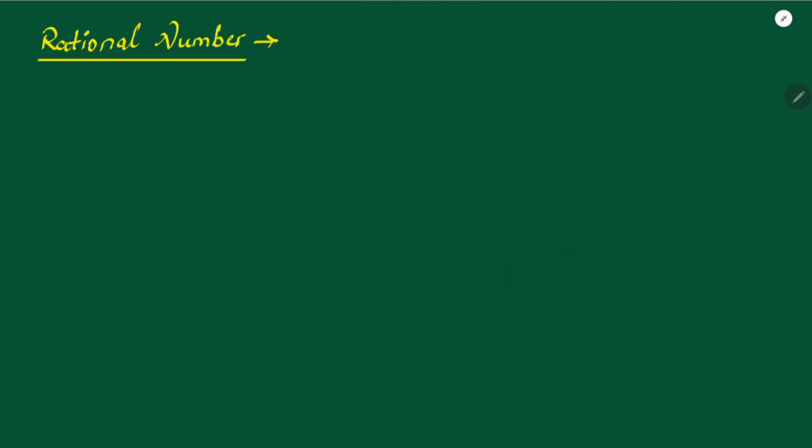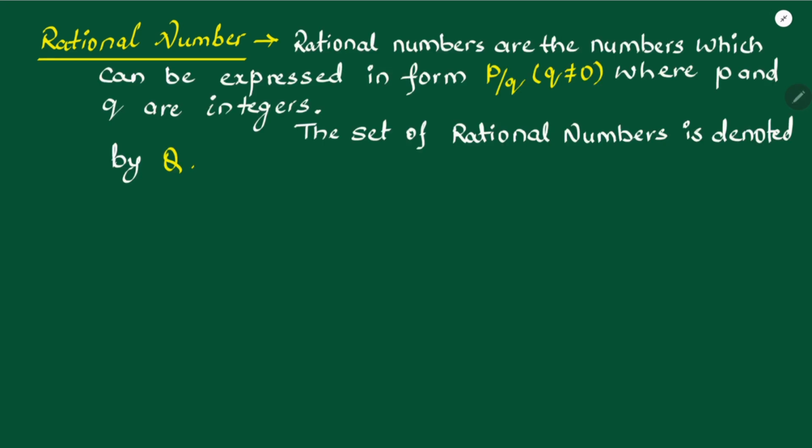Now let's understand what rational numbers are. Rational numbers are the numbers which can be expressed in the form of p divided by q, where q is not equal to 0 and p and q are integers. The set of rational numbers is denoted by Q. Let's take some examples so that we can understand what rational numbers are.